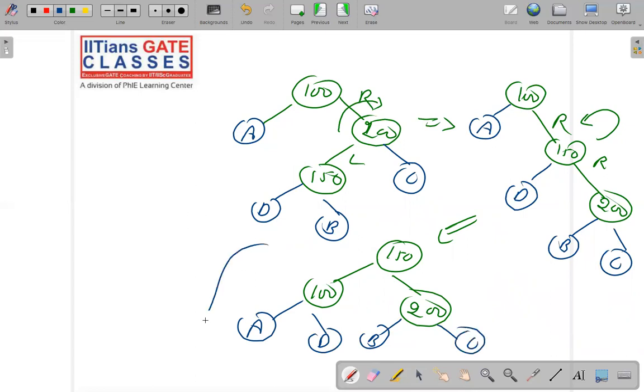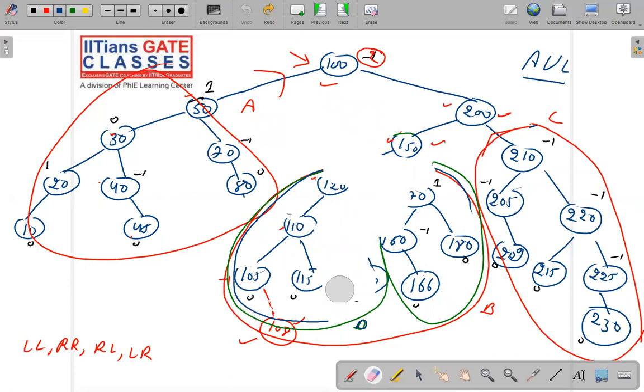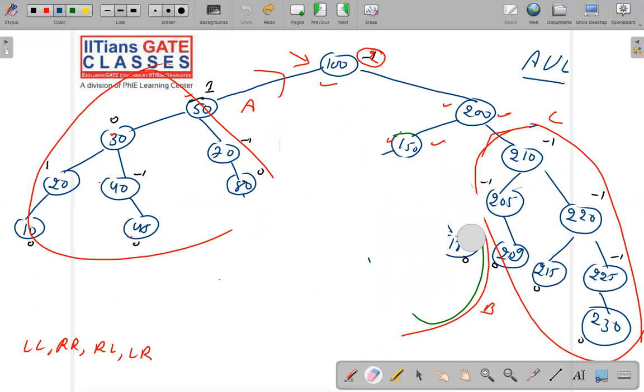Now, using this solution, let's again try to write down the whole tree, right? I want to make it some more clean. So that is why I will write down this whole 150 tree again here, so that you would know what is A, what is B, what is C, and what is D.